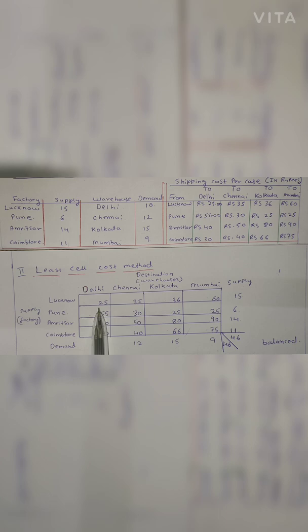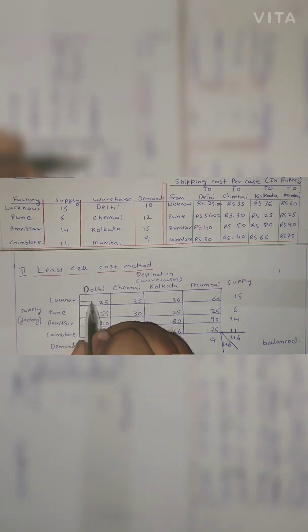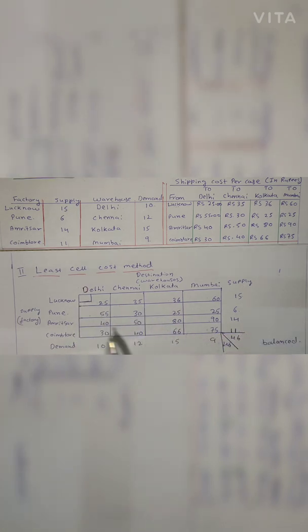As you can see here, 25 is the lowest and 25 is at 3 places. So you can choose any one of those 25. I am choosing the first one. You can choose any one. So we'll draw a box for the lowest cell.